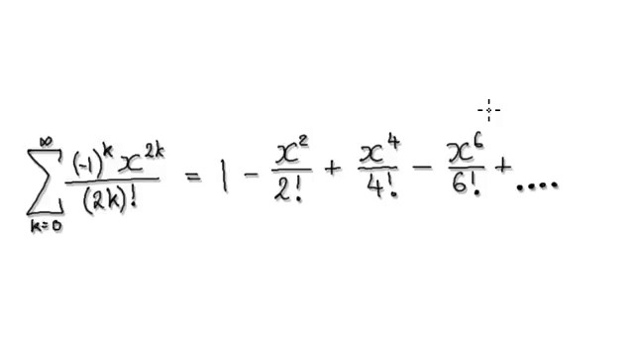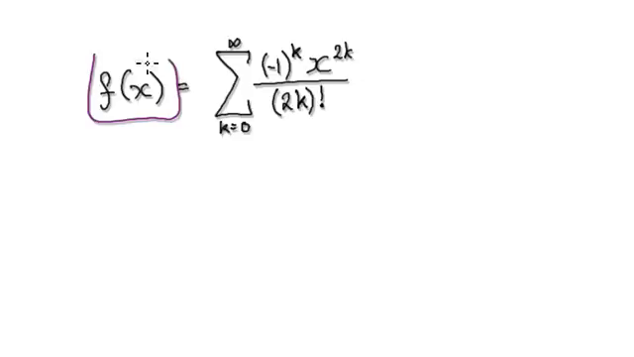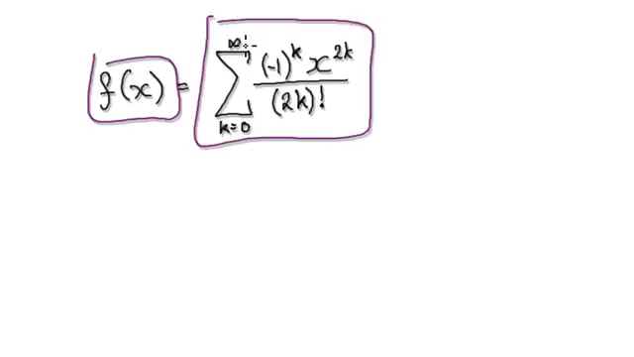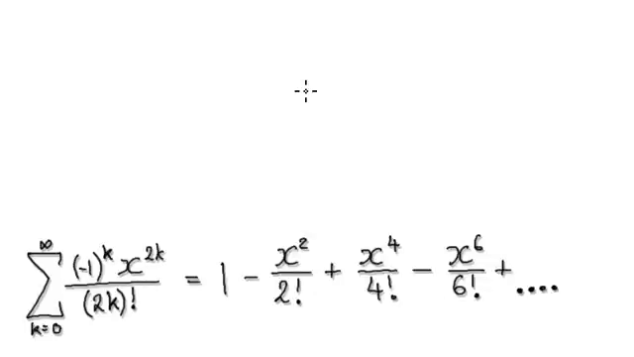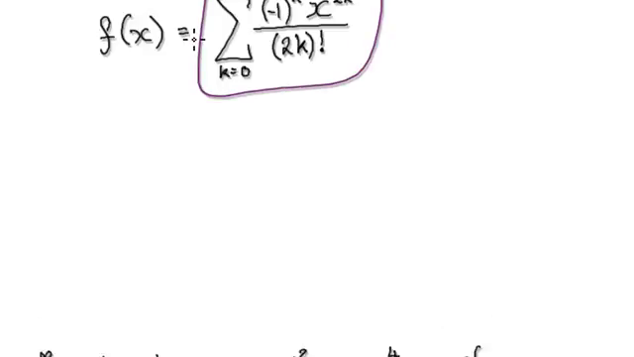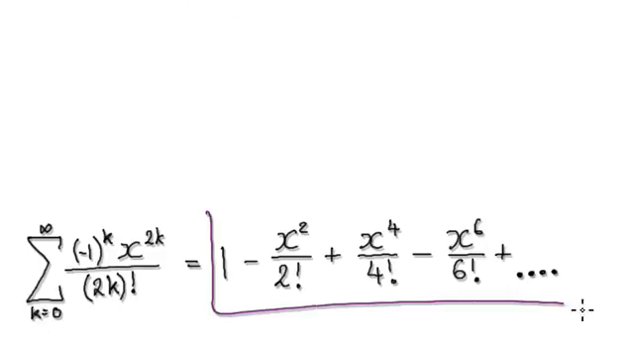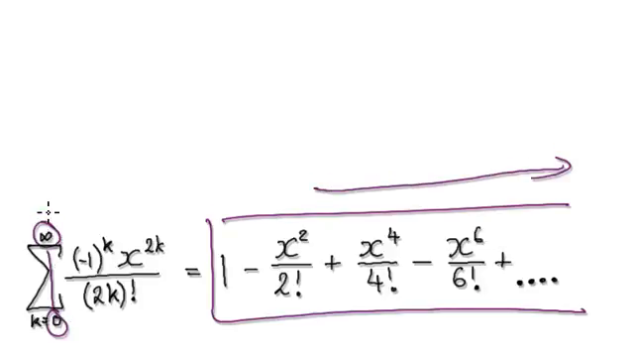So going back to here, we said let this function be this series. It's kind of strange, but you can have a function that's defined by a series. So if you look at this series, it is this whole thing here. But the thing is, it goes on to infinity.